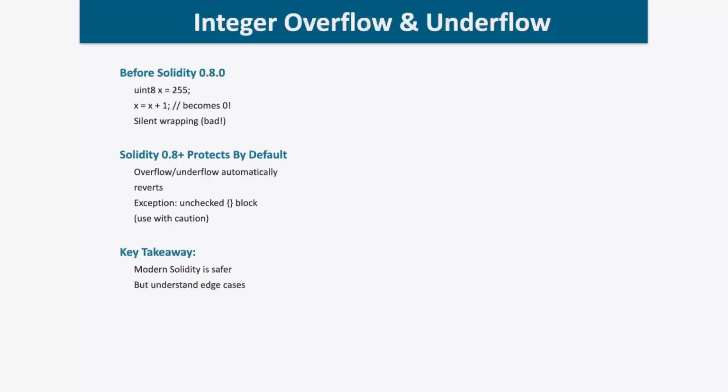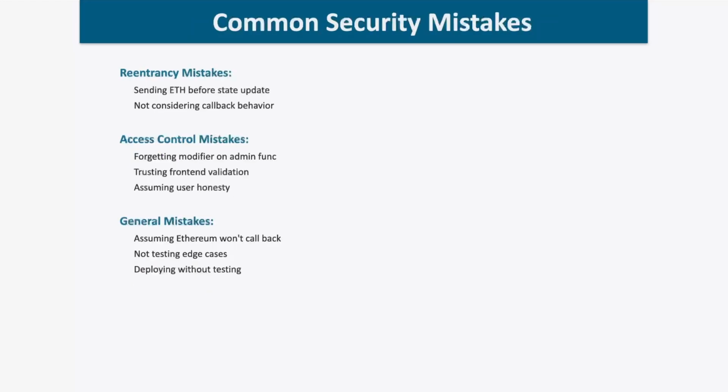These silent wraps caused serious bugs. Attackers exploited them mercilessly. Solidity 0.8 introduced checked arithmetic by default. Instead of silently wrapping, a transaction would revert. This is much safer. Let me highlight some common mistakes that beginners often make.